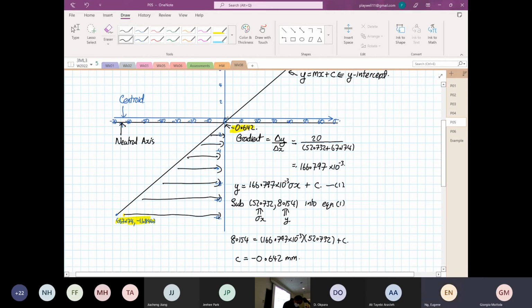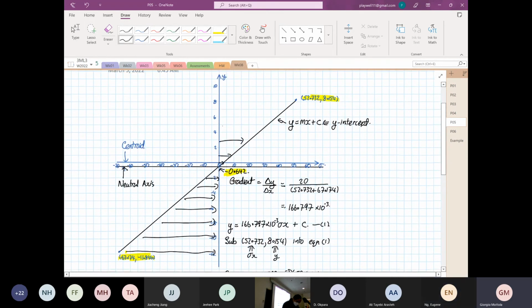Okay, so down here will be in what, tensile already. Okay. So that's how you sketch. Any questions so far?